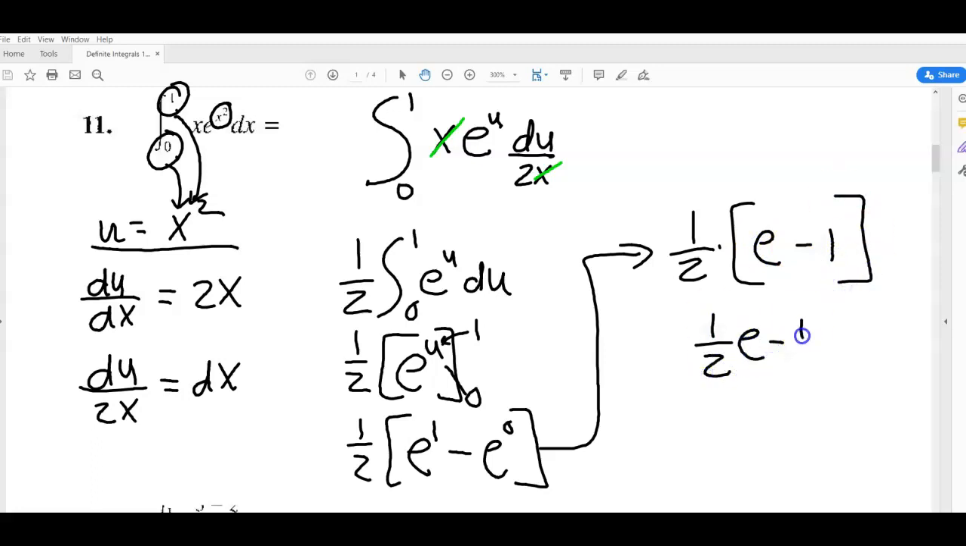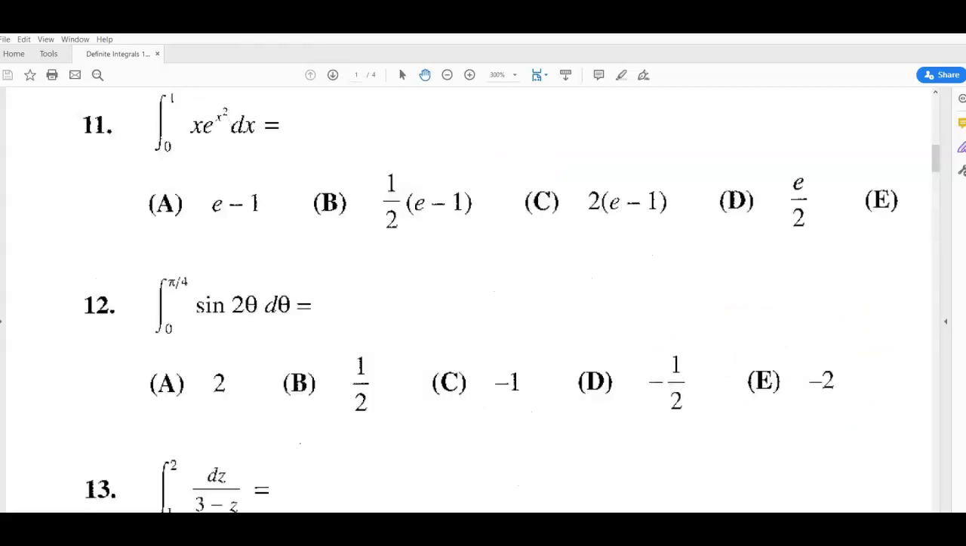Now, how are they going to write the answer is kind of hard to tell. But let's see, because there's different ways they can choose to write this. Let's see. They went ahead and just left it like this. So there we go. I would go with option B on that one.